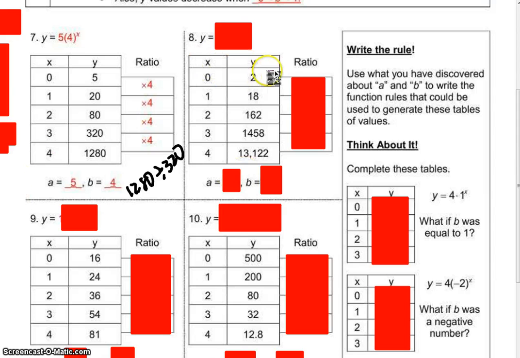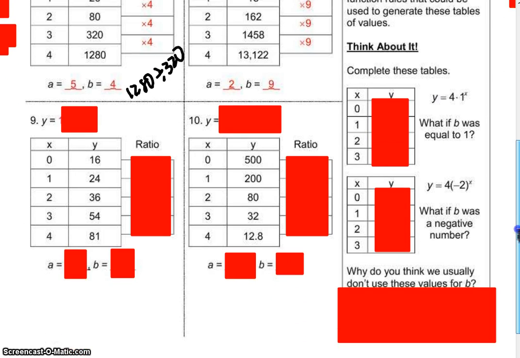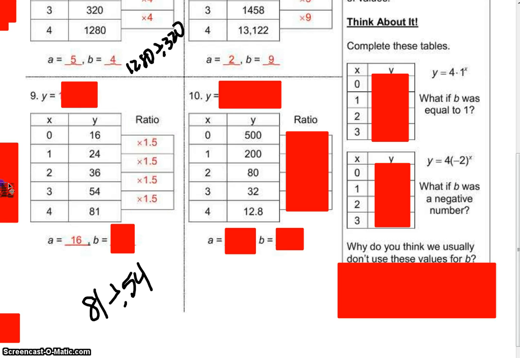So on this one, you know your A is 2 because that's what's with the 0. What are we doing each time? What are we multiplying by? Well, we're multiplying by 9. And that means my B is 9, which means my equation is 2 times 9 to the x. We know my A is with the 0, so it's 16. This is one that you may want to punch in your calculator, 81 divided by 54, to see what we're multiplying by each time, and it's going to be 1.5, which means that my B is 1.5, which makes my equation y is equal to 16 times 1.5 to the x.